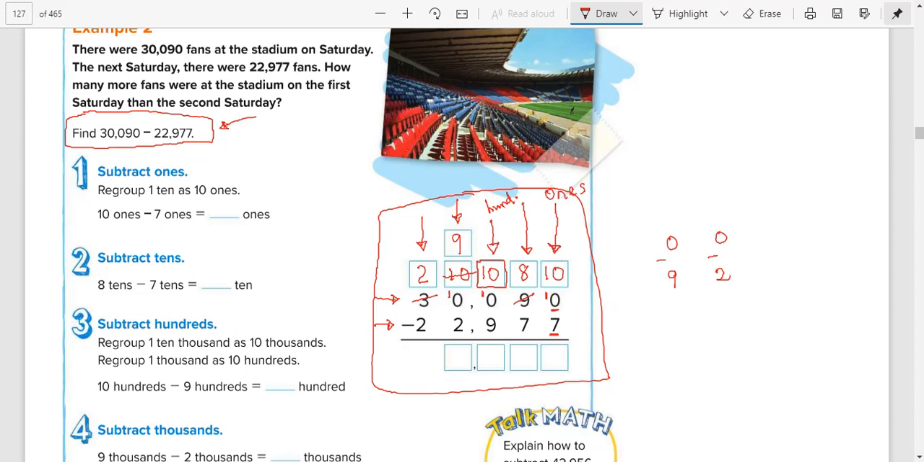Start with the ones. We have 10 minus 7, which will give us 3. The next one, 8 minus 7, which will give us 1. The next one, 10 minus 9, which is 1. And the next one, 9 minus 2, will give you 7. So this is your answer. The last one, 2 minus 2. Remember, 2 minus 2, the same number, subtract each other, will give you 0. So this is 0, and when it's 0 as the first number, you don't need to write it. So this is going to be your final answer.